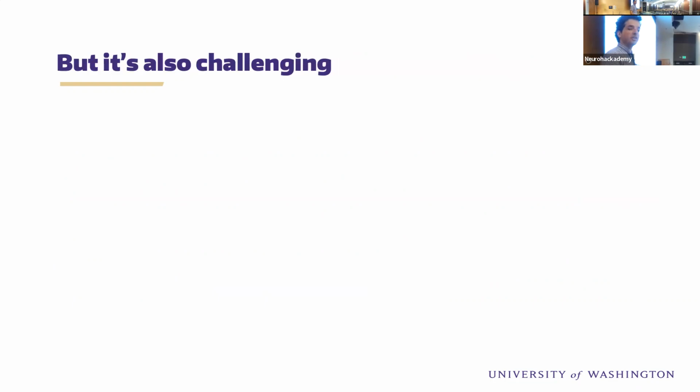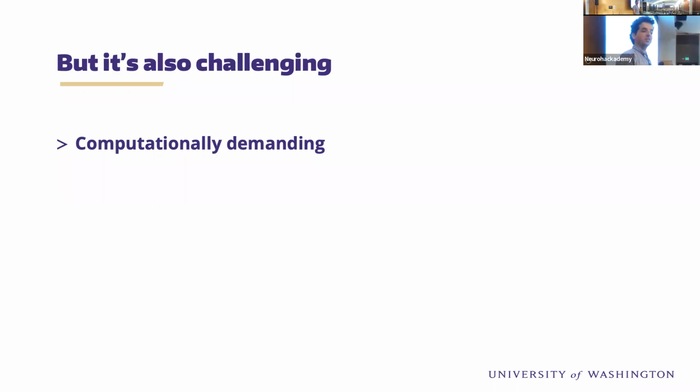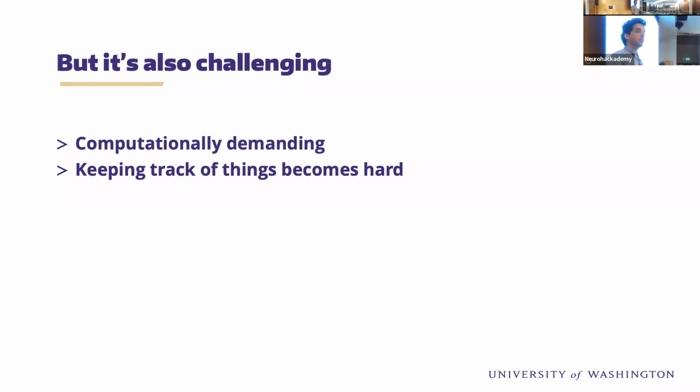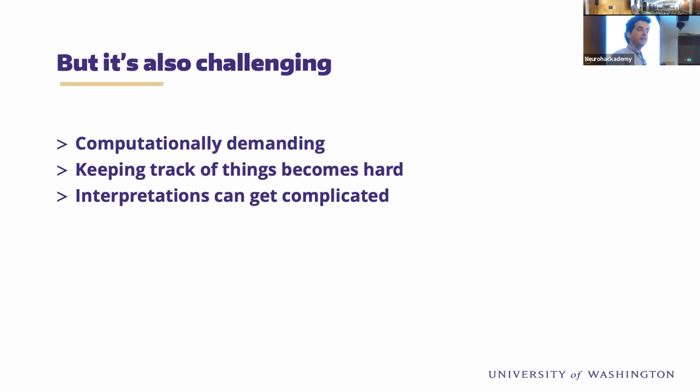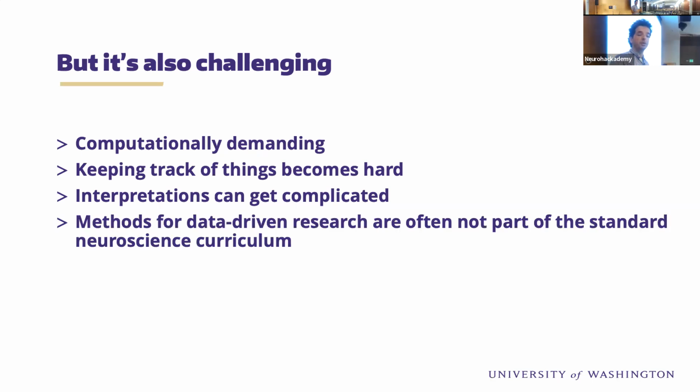But it's also hard, as many of you know. It's computationally demanding. A lot of data is a lot of data. It takes up lots of space, and it takes a long time to compute with it. And keeping track of things becomes really hard because you have a lot of things to keep track of. And the interpretations can get complicated. What do we make of a data-driven result? How do we know that it's the truth? And that is compounded with the fact that in many programs for neuroscience, those methods are not necessarily always taught as part of the standard curriculum.